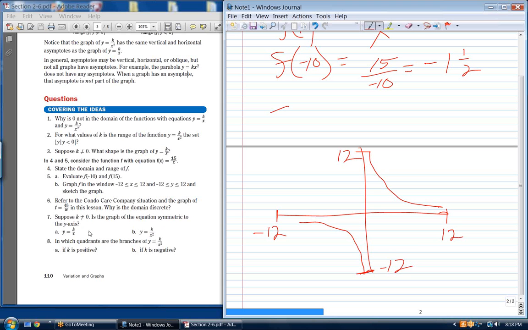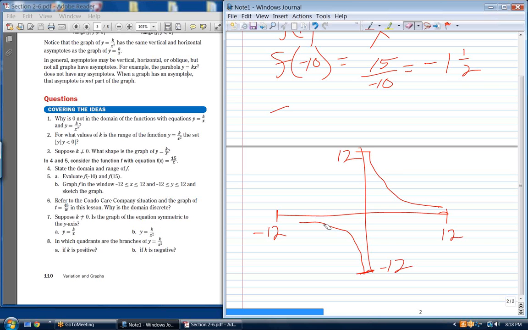What that means is, can you do a mirror image flip about the y-axis with this? Yeah, I think you can. Well, if I were to do a mirror image flip of this part of it, it would look like this. If it were symmetric with the y-axis, it would look like that. This is symmetric with the origin, but not the x-axis and not the y-axis. So the first one, no.